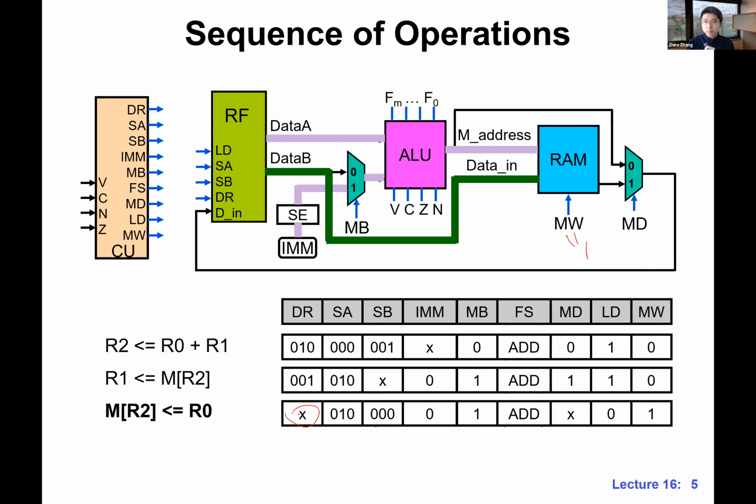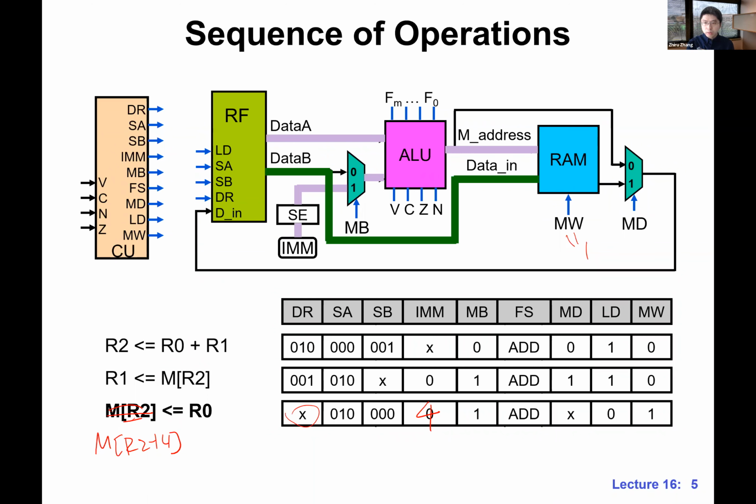There are some questions. What happens if IMM is not 0? Let's say IMM is 4 here. That means we are writing to R2 plus 4, and this is the address. Is it clear? Over here we are just using a special case where the offset is 0.